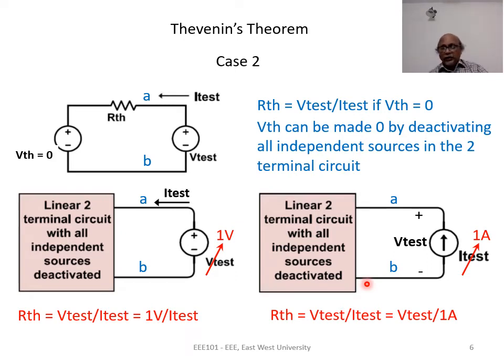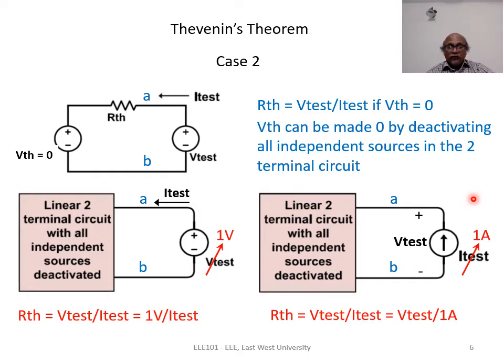Now, we should be careful about one thing, that is the relative polarity or relative reference of Itest and Vtest. If we look at all the diagrams, you will see that Vtest and Itest do not satisfy passive sign convention. That is the important thing you need to remember. When applying case 2 to find RTH, there are two important things that you should consider.